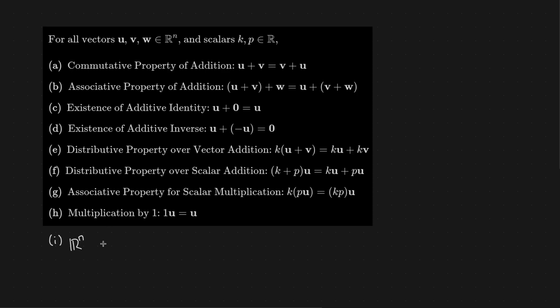Rn is closed under vector addition. And Rn is closed under scalar multiplication.